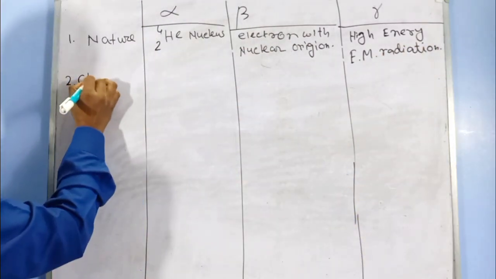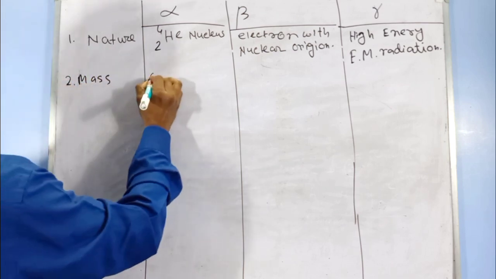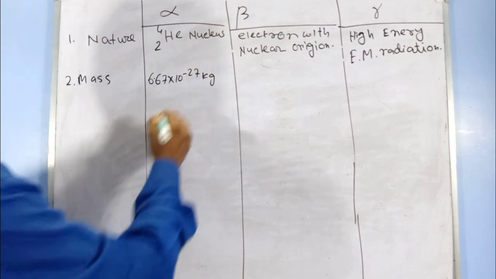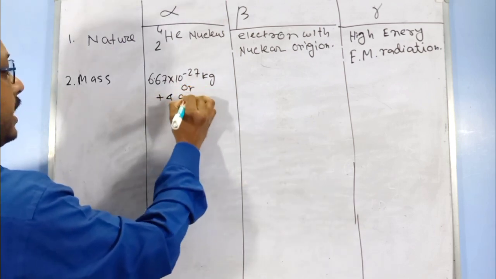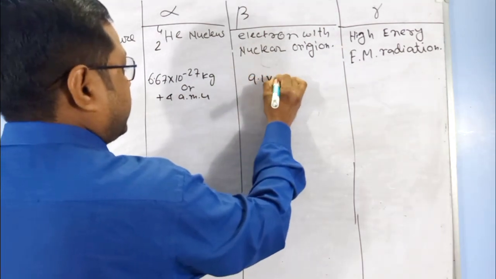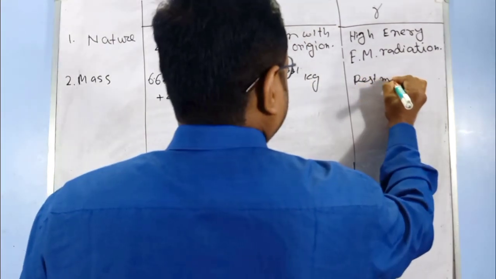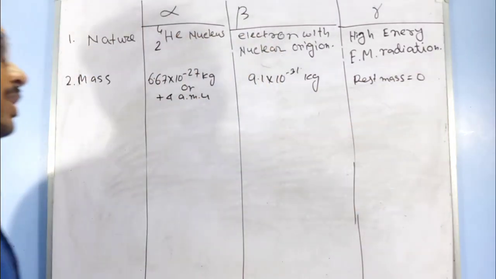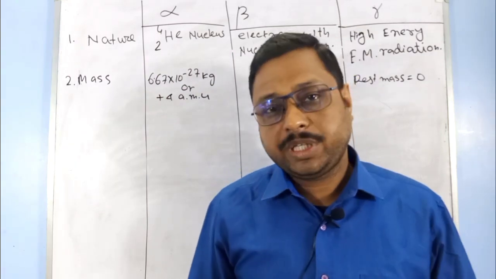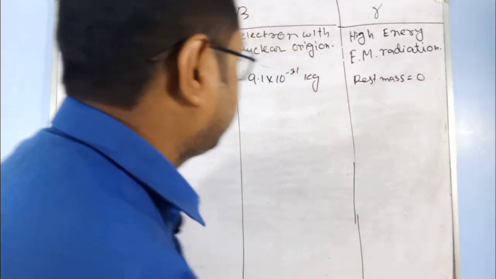Number 2 is mass. Mass of alpha is 6.67 into 10 to the power minus 27 kg, or 4 amu. Beta is 9.1 into 10 to the power minus 31 kg, equal to the mass of an electron. Gamma has rest mass 0, not mass 0, rest mass 0. There are two types of mass: when the particle is moving with the velocity of light there is a moving mass, and if it stops, then it is the rest mass.